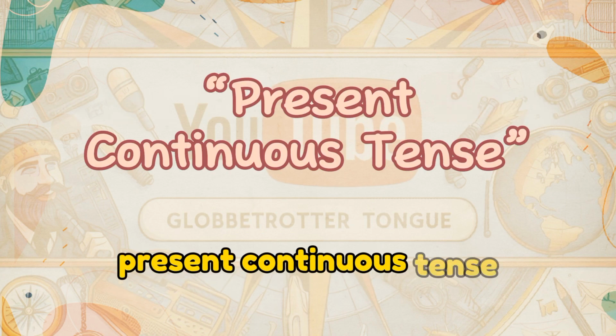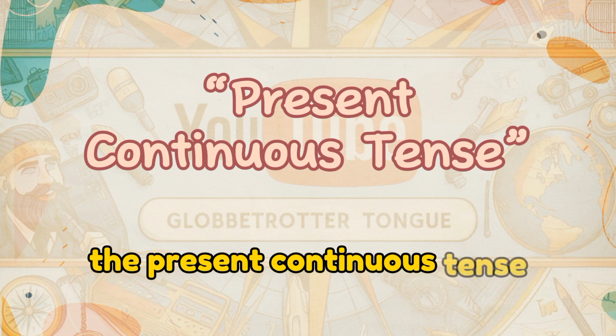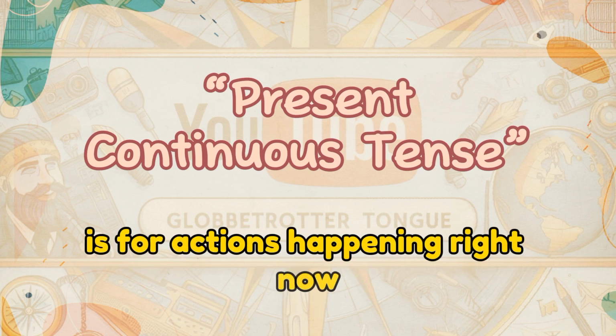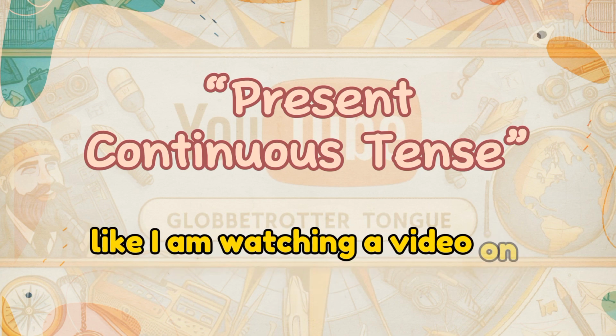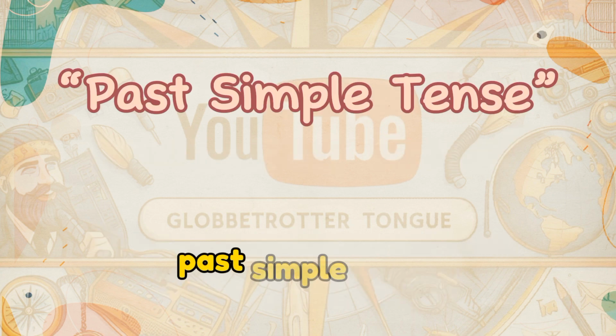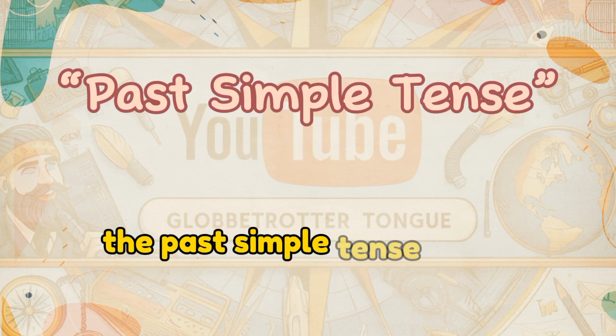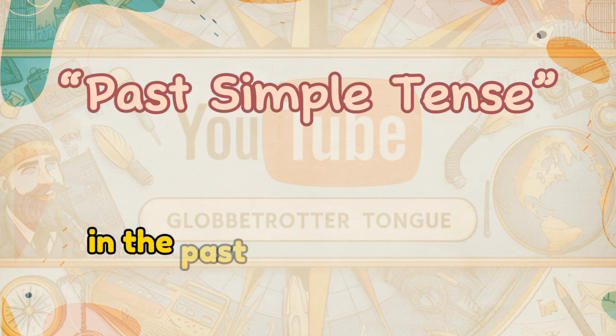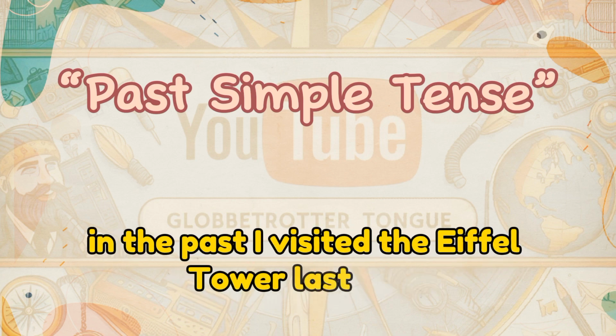Present continuous tense. The present continuous tense is for actions happening right now. Like, I am watching a video on GlobeTrotterTongues. Past simple tense. The past simple tense is for completed actions in the past. I visited the Eiffel Tower last year.